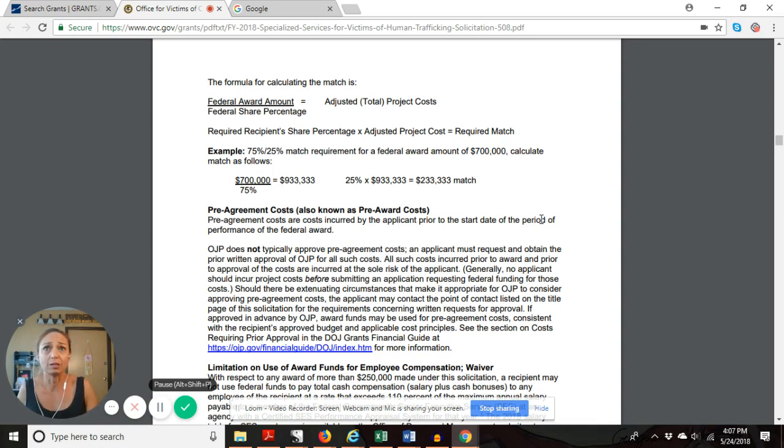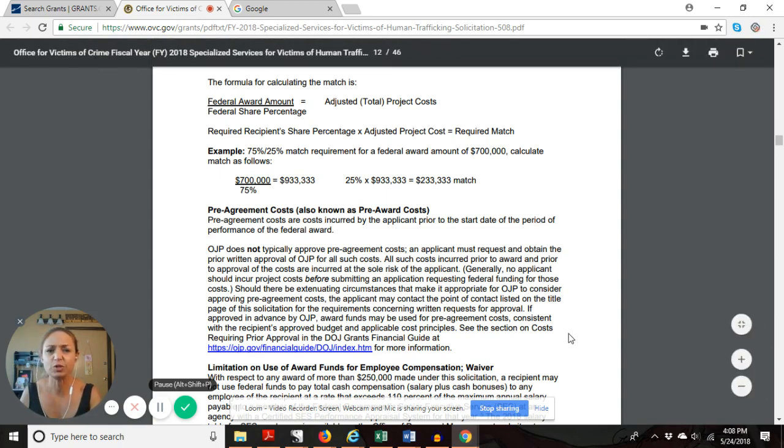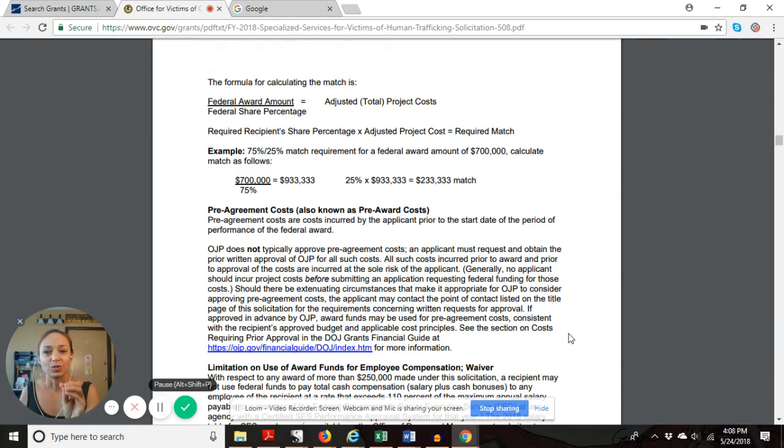If you don't need to spend $700,000 for your project, you don't necessarily have to ask for $700,000. If that will reduce your in-kind or your matching, your non-federal, right? That's going to reduce that number automatically. So that actually might be better for you if it's easier for you to come up with that amount. So anyways, you can see it's not 25% of 700,000. That would give you a different number.